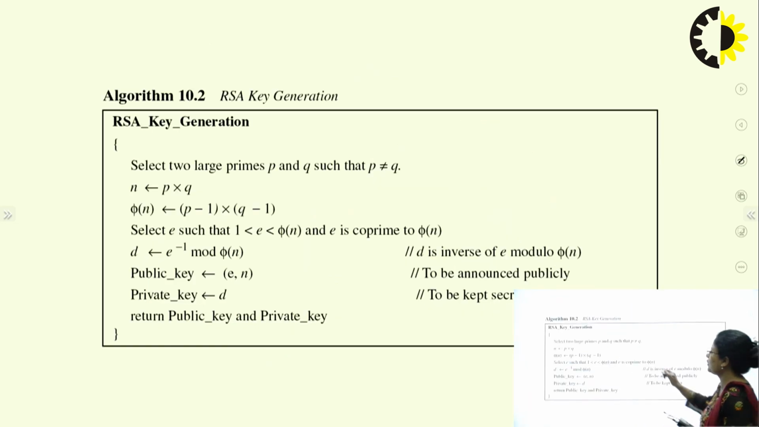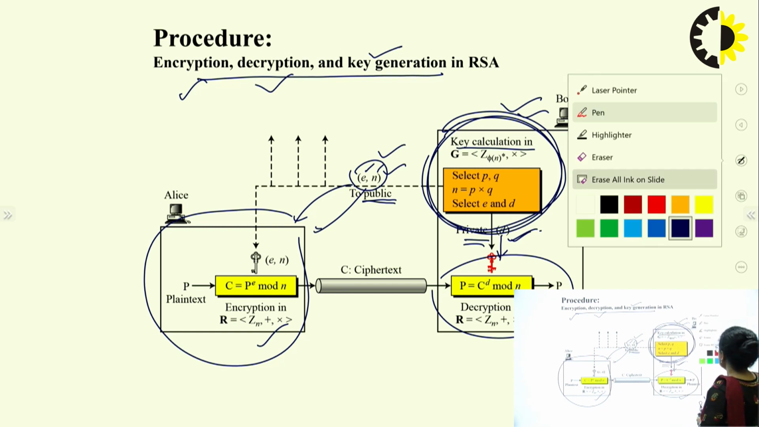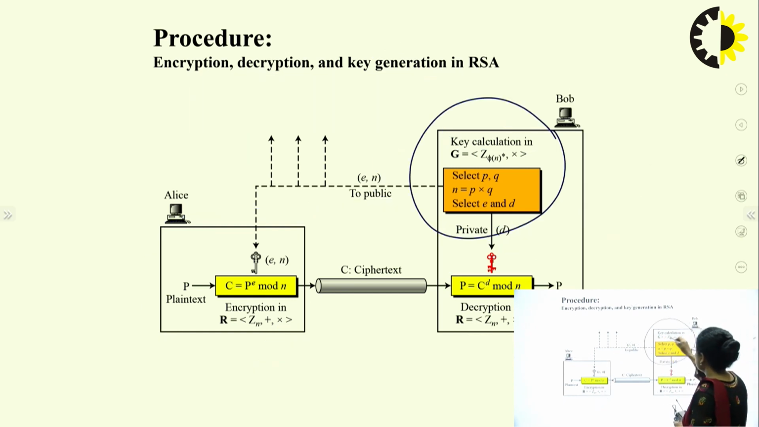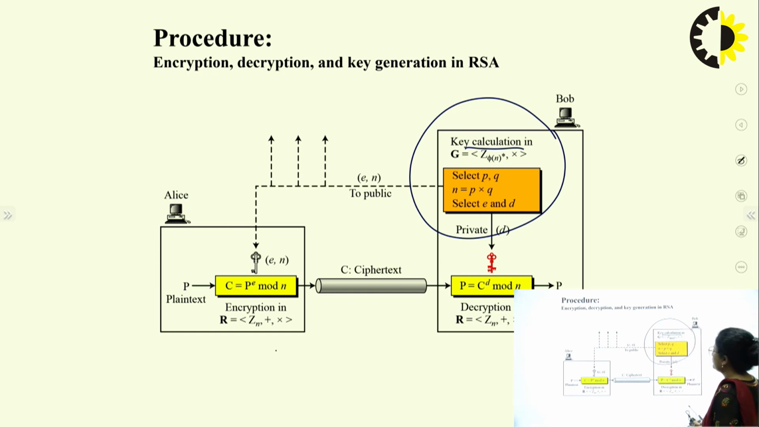So, we are talking about the key generation part, that is this particular part. How exactly do we generate the keys? This is the first step we'll take. After this, we'll come to the encryption, then followed by the decryption.